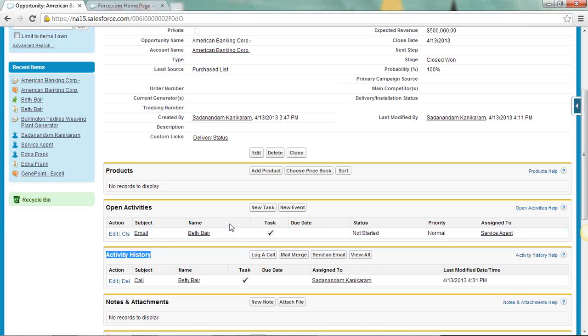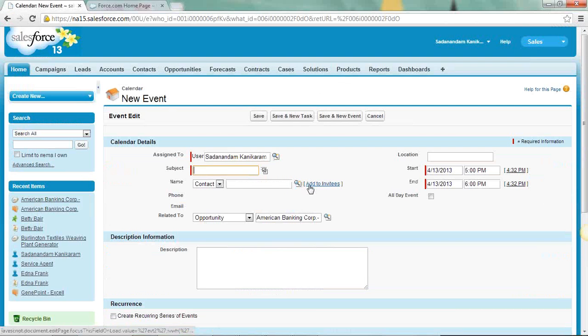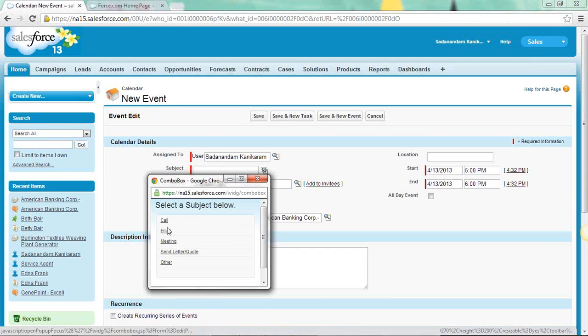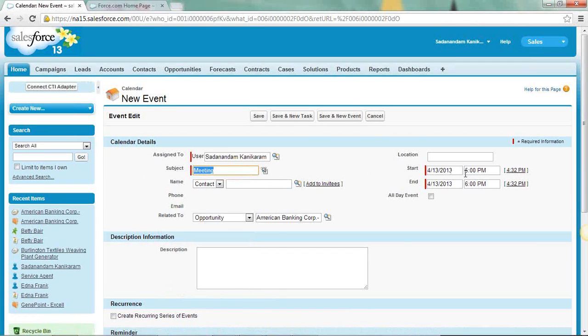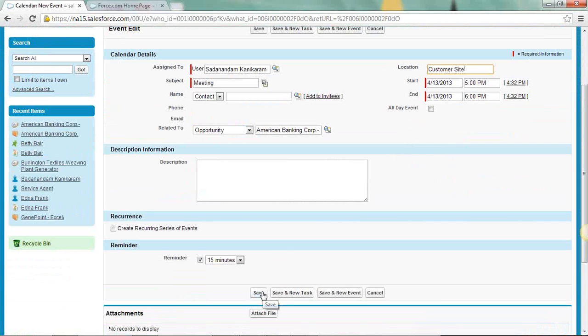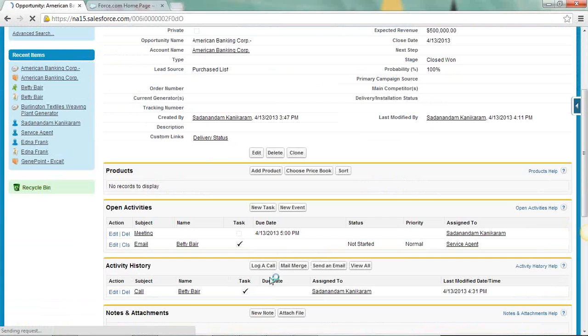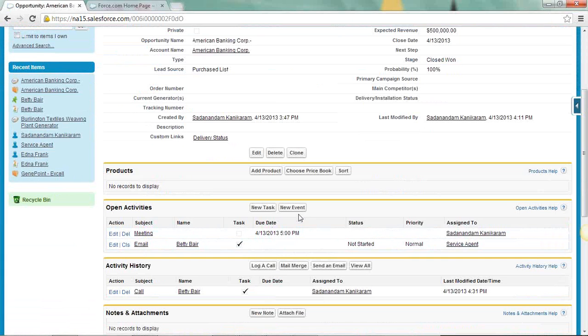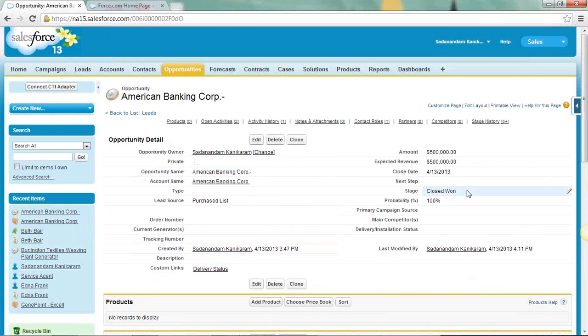So even if I have a meeting, I click on the new event and then I say what is the subject, maybe meeting, then the start date, end date, location, customer site. Like that I will have all the information, and then I will save it. So this becomes another activity, like a meeting. Like that I can capture all the information related to this interaction until either I lose or win. So that is what I think you might have seen.